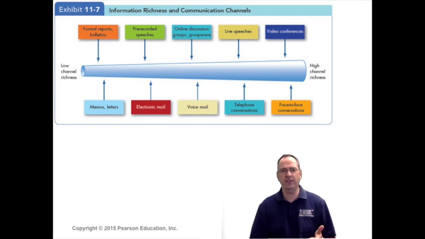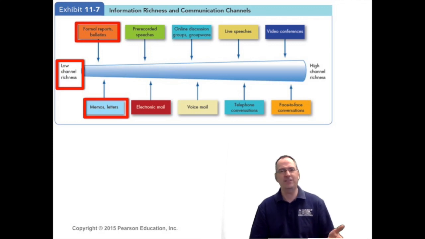Finally, I want to talk about information richness. So you choose a channel based on how much information richness you need. If you have low channel richness, or if that's all that you need, it's fine to send out a memo or an email or something along those lines.